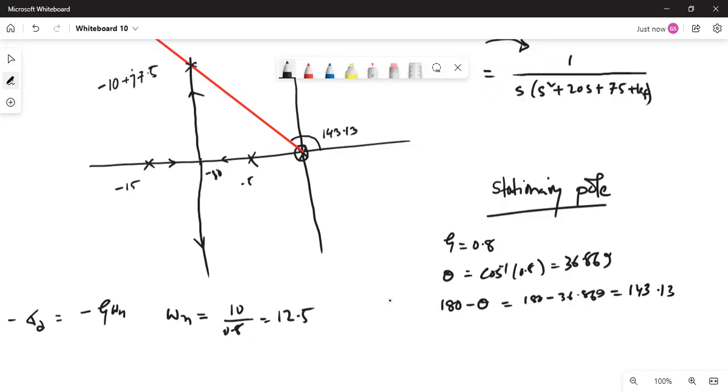What we need to know is for what value of kf we are going to the point minus 10 plus minus j 7.5. Why is that important? Because your transfer function requires a value of kf, which is supposed to be placed here. We know the formula for that. kf is the same as gain K in the case of the root locus, which is the product of the pole lengths divided by the product of the zero lengths.